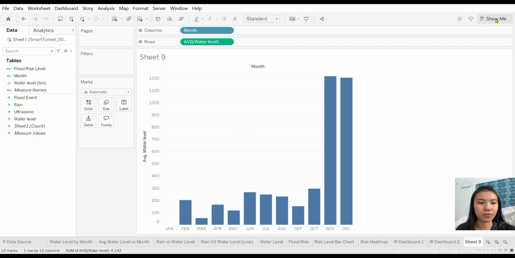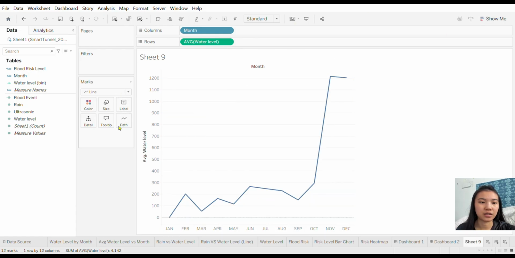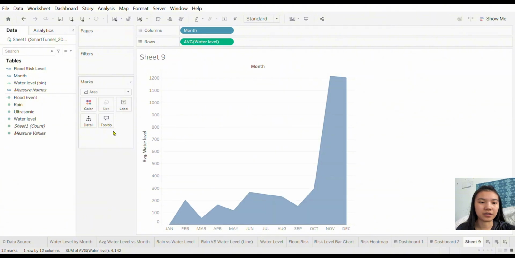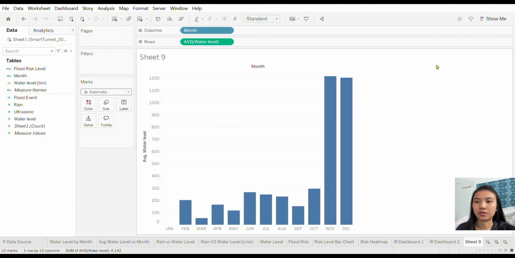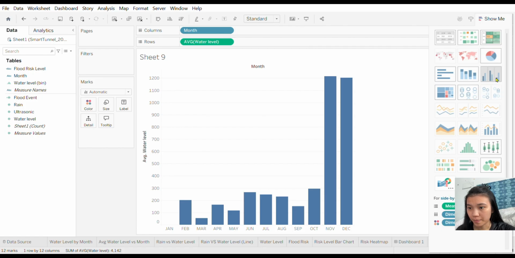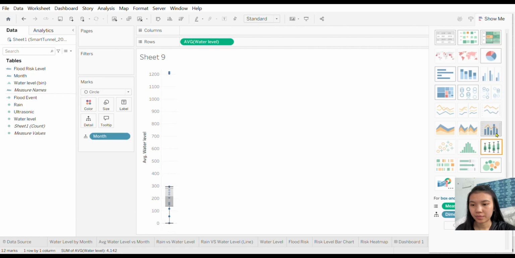And then you can choose any kind. This one is bar chart. You can choose line chart or area or anything like this. Or you can choose histogram, on every chart you can choose.